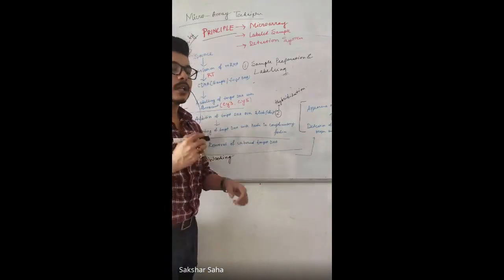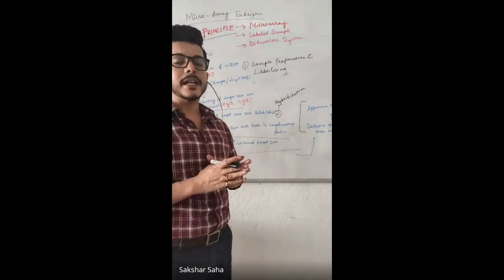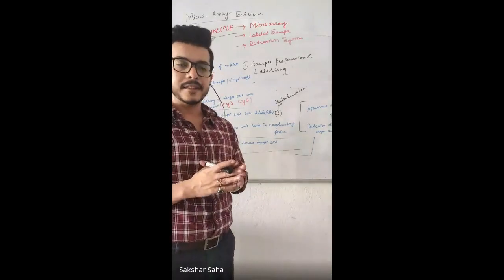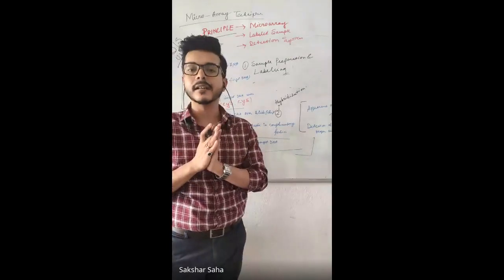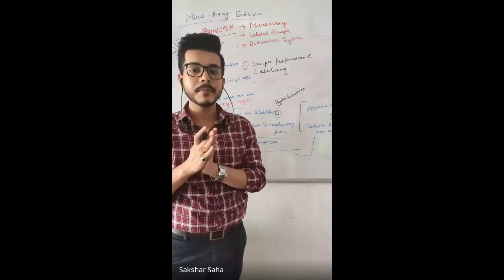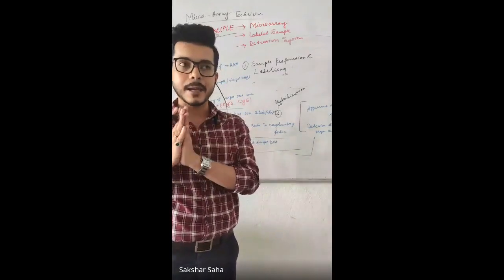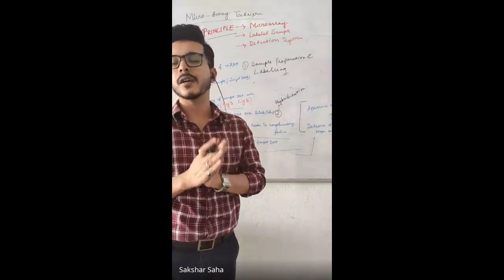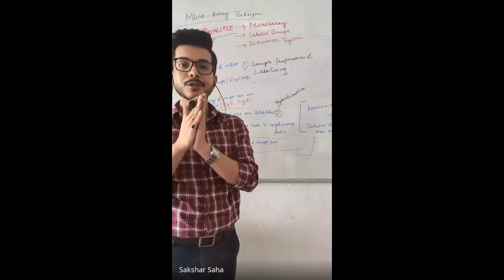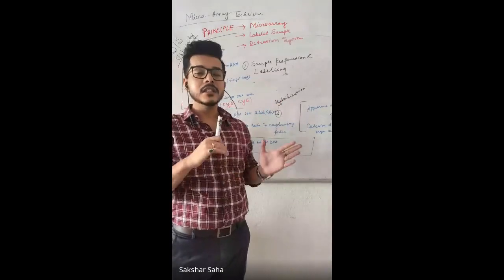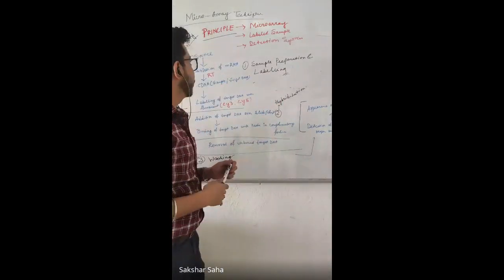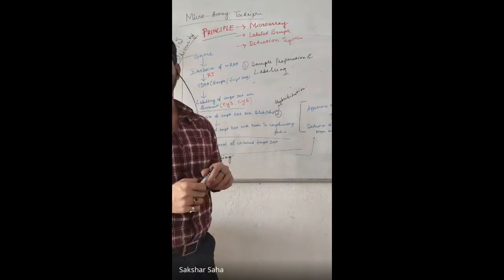But if there is no color development, then we cannot identify our target DNA. That means the sample does not have our target DNA. If there is no color development, that means there is no target DNA in our sample. Okay, this is a very short process of our microarray technique. Now we will talk about the whole process of microarray technique.